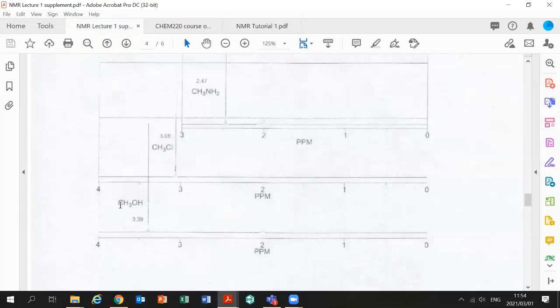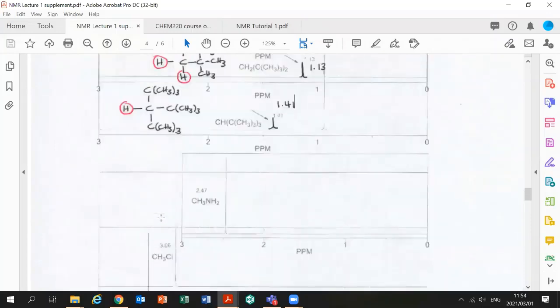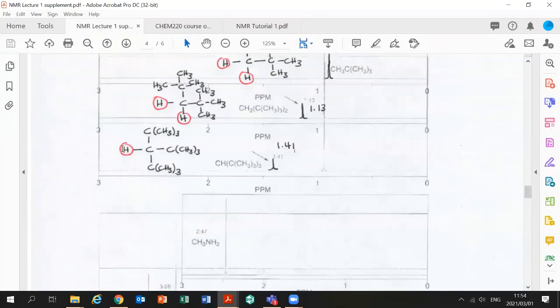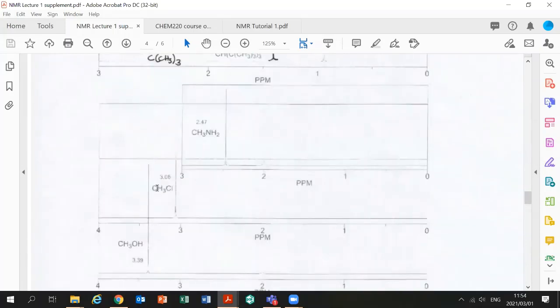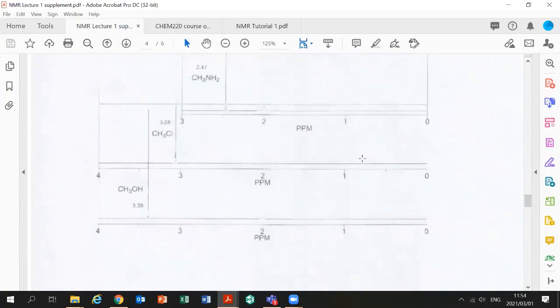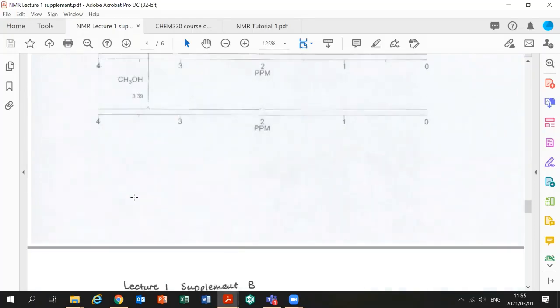So as I add on electronegative atoms, 2 bonds away, right? Can you see 2 bonds away? Because hydrogen to carbon, this is 1 bond, and then another bond to the other carbon, right? So there's 2 bonds away. So the first bond is to the carbon, the second bond is to the other atom. So the first bond for this hydrogen will be to carbon, the second bond will be to the chlorine. So an atom 2 bonds away, which is electronegative, is going to de-shield the signal from 0 right up until about 4.55, depending on the electronegativity of the atom.